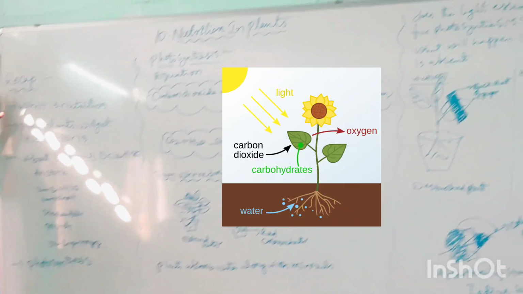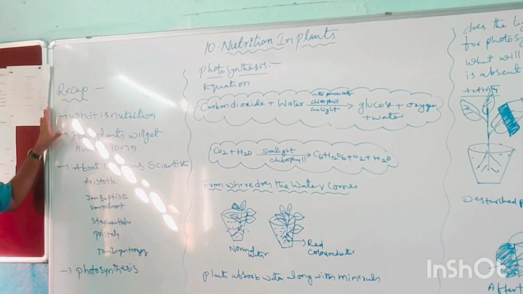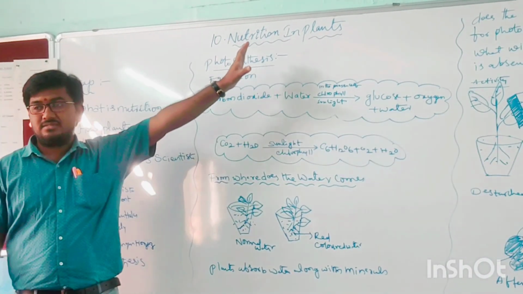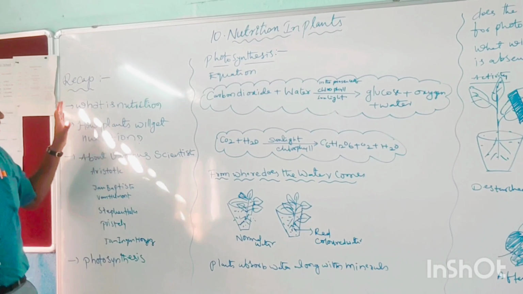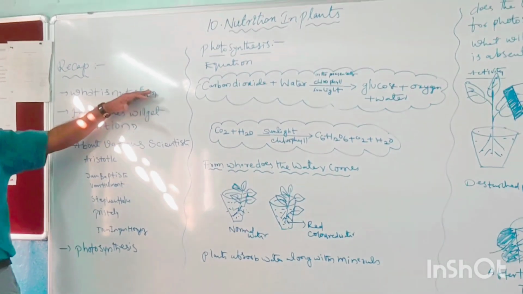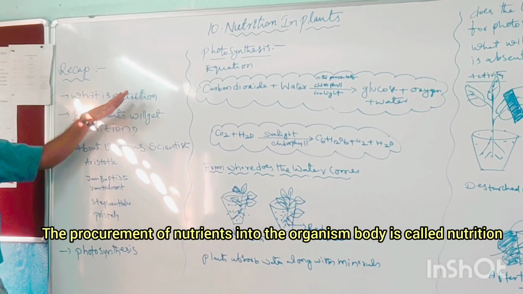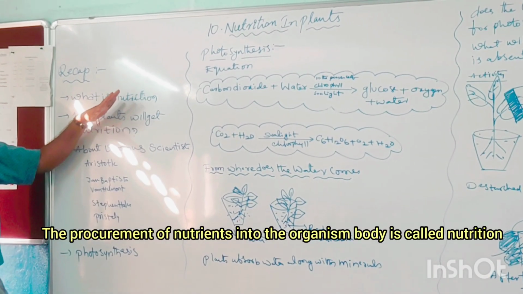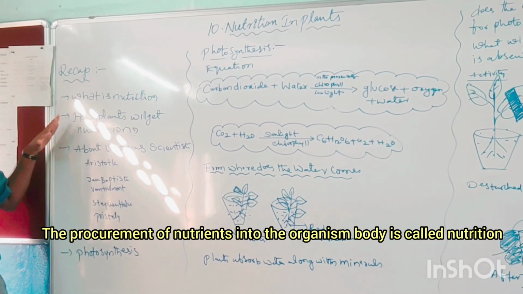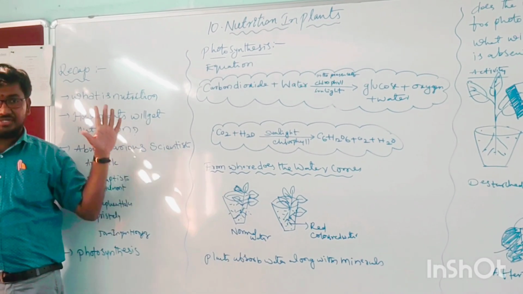Right. Let us recapitulate what we have discussed so far about nutrition in plants. In the last class, we discussed what is meant by nutrition. What is nutrition? The procurement of nutrients by the organism's body is known as nutrition. Then we also discussed how plants get their nutrition.